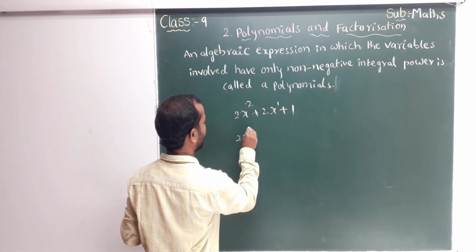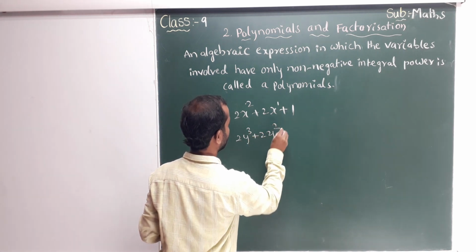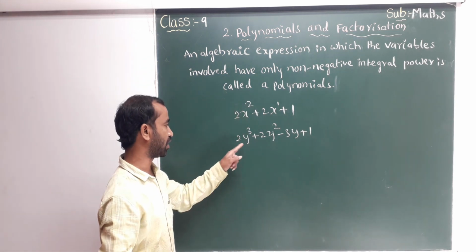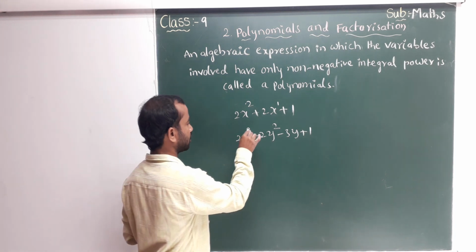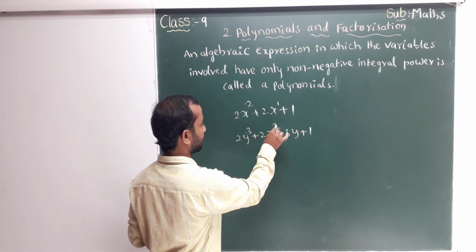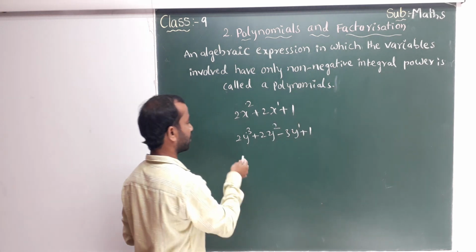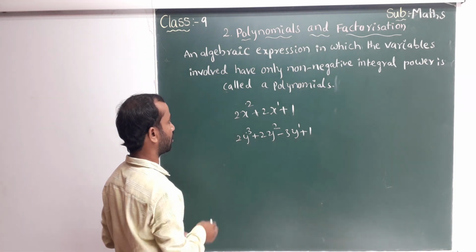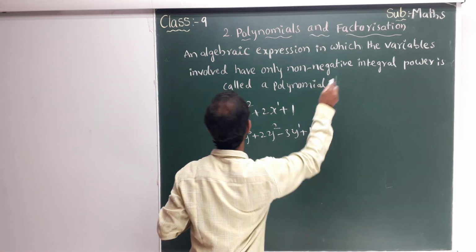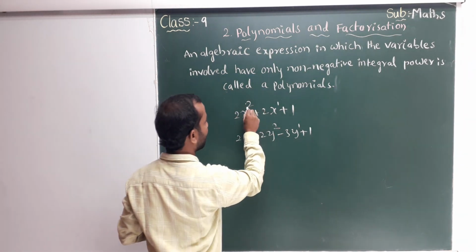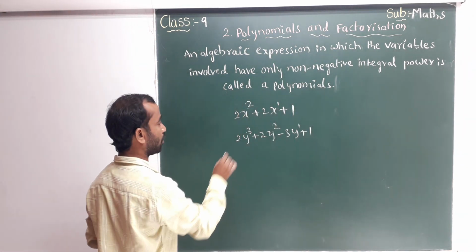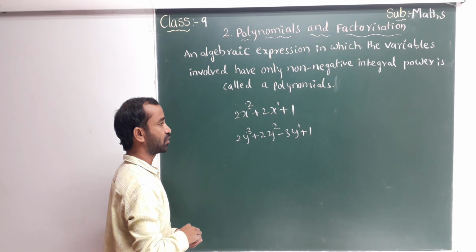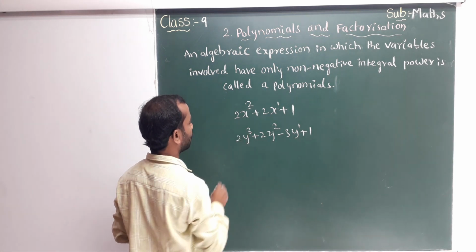Next, 2y cube minus 2y square minus 3y plus 1. In this example the variable is y. The variable power is a positive integer: here 3, second term 2, third term 1. So we have all positive integers. Then it is called a polynomial. An algebraic expression in which the variables involved have only non-negative integer powers is called a polynomial. So the power we can take only as positive integers. Then it is called a polynomial.